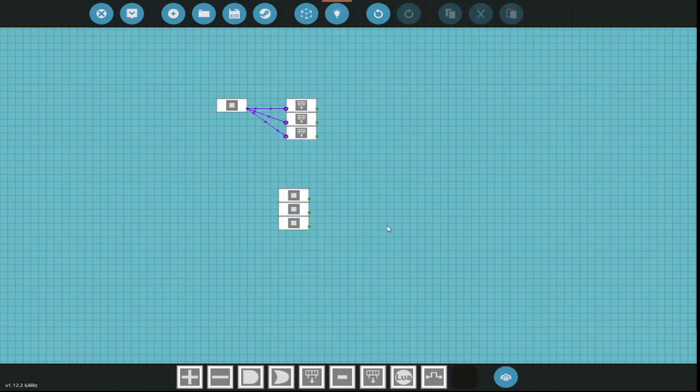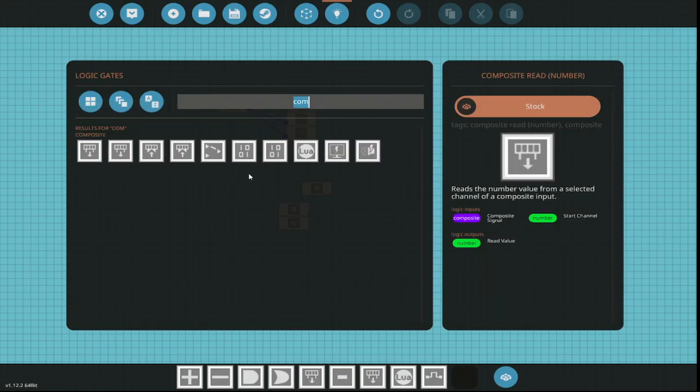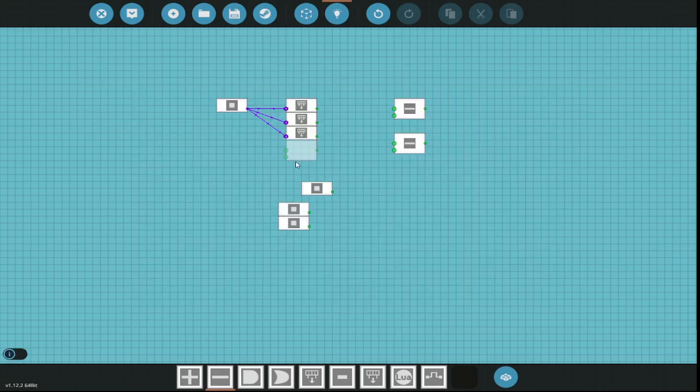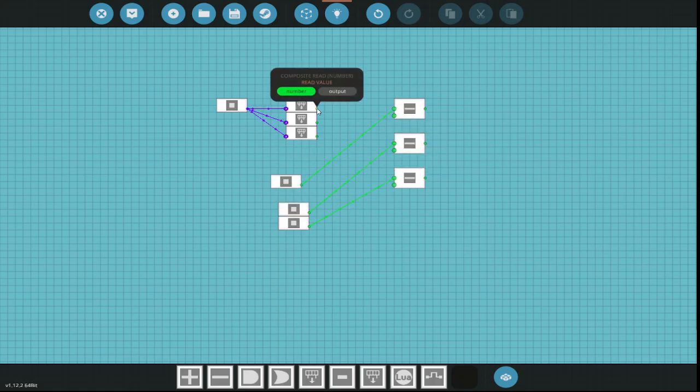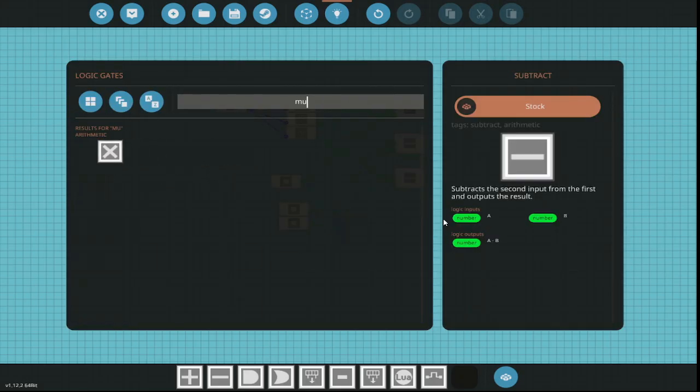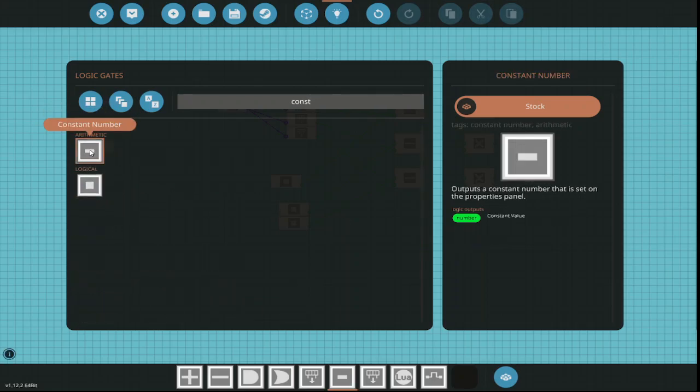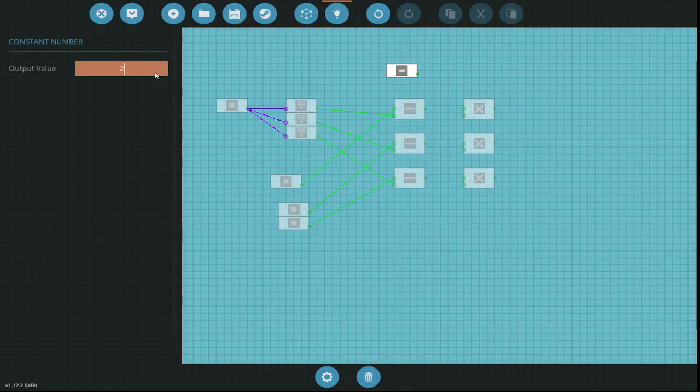All right, so now what we need to do is we need to individually take X2. So we need to subtract here. X2 minus X1, Y2 minus Y1, Z2 minus Z1. So this is going to be A. All right, and then what we need to do is we need to square that. So we need to multiply the finished number by 2. So we need a constant number, and we're going to change the constant number to 2.